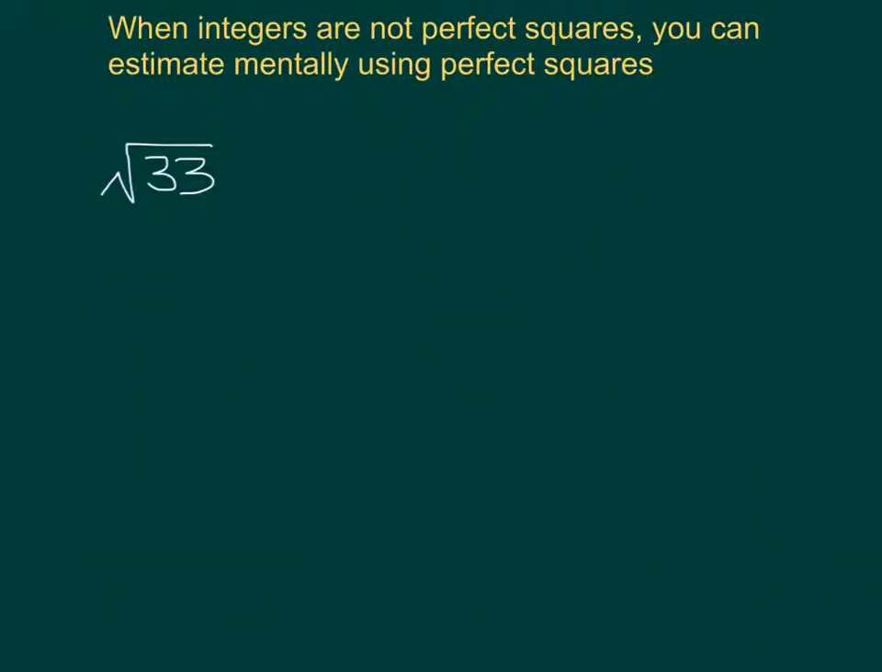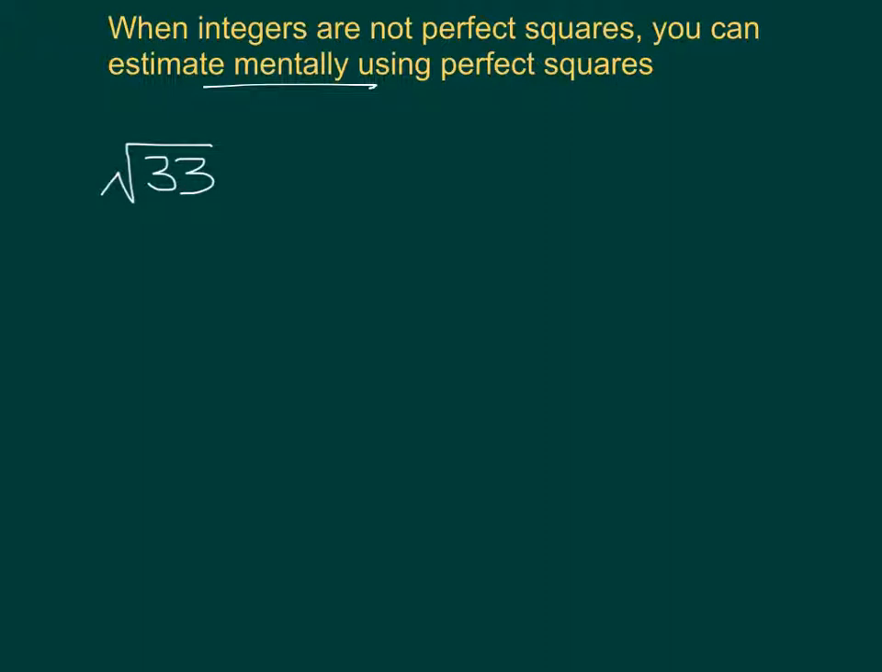Sometimes we are also asked to find the square root of non-perfect squares. This means that we do not know two exact numbers that are the same that you can multiply together to get the number. So for example, when integers are not perfect squares, you can estimate mentally using perfect squares that you do know. So if you have the square root of 33, we can estimate using squares that we do know and kind of estimate what number this would be.